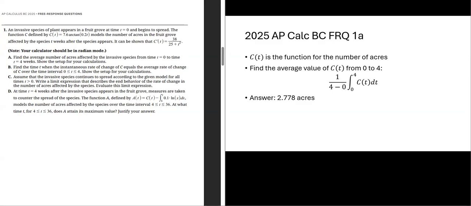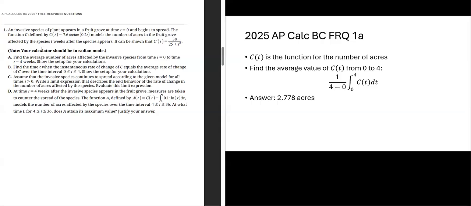Okay. So what does the question say? It says an invasive species of plant appears in a fruit grove at time t equals 0 and begins to spread. The function C, defined by C of t, is the sky arctangent function, models the number of acres in a fruit grove affected by the species t weeks after the species appears. It can be shown that C prime of t is the sky. Okay. Find the average number of acres affected by the invasive species from time t equals 0 to time t equals 4 weeks. Show the setup for your calculations.